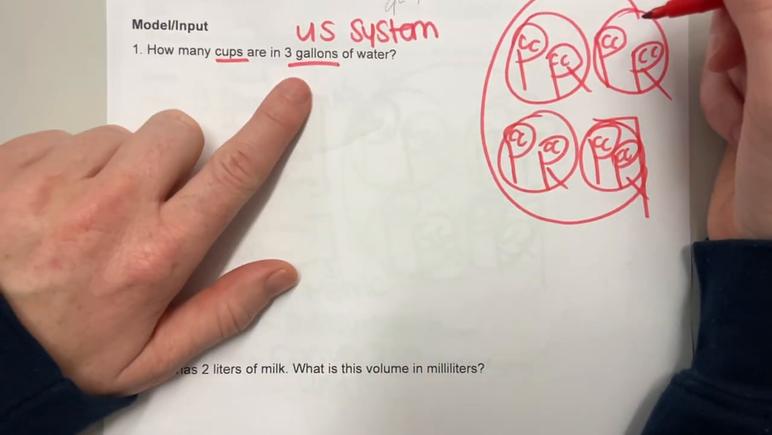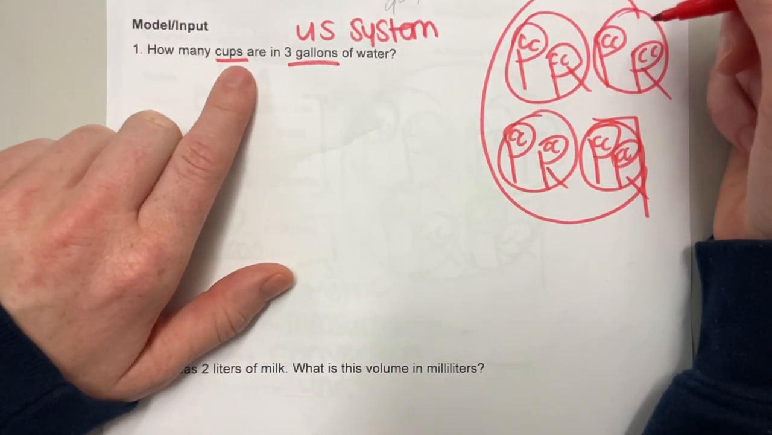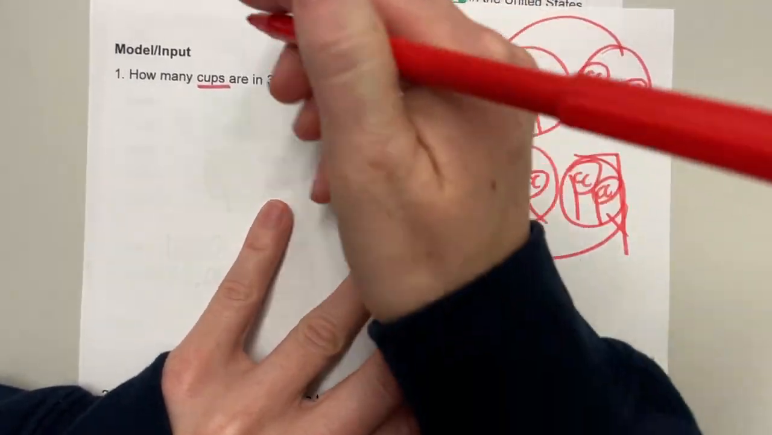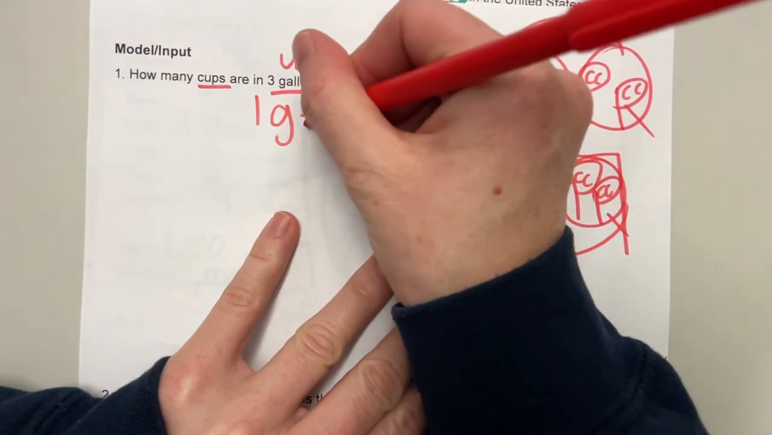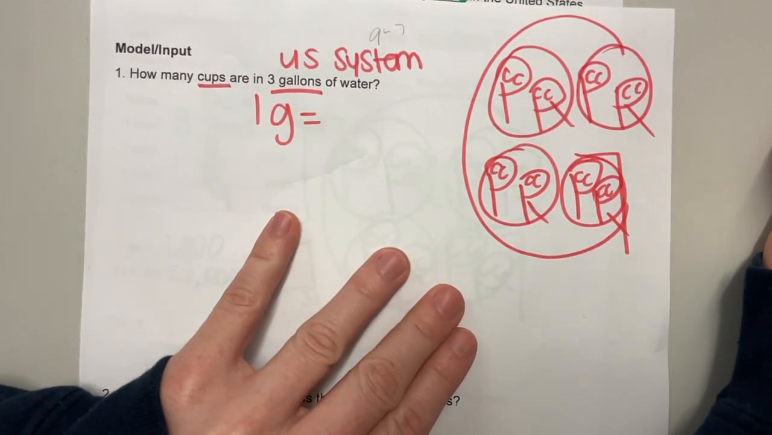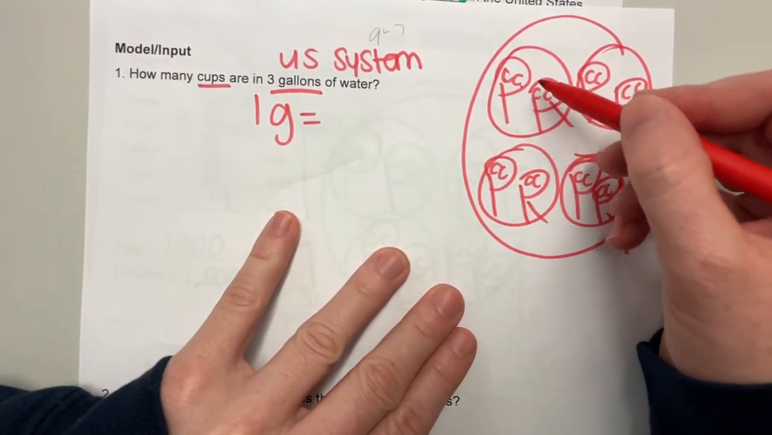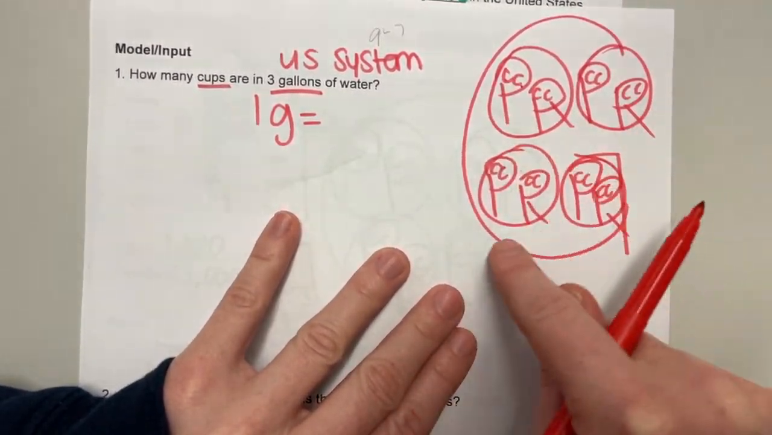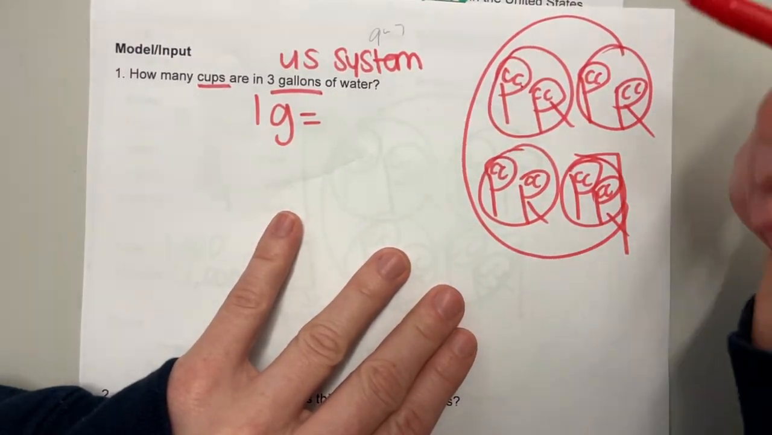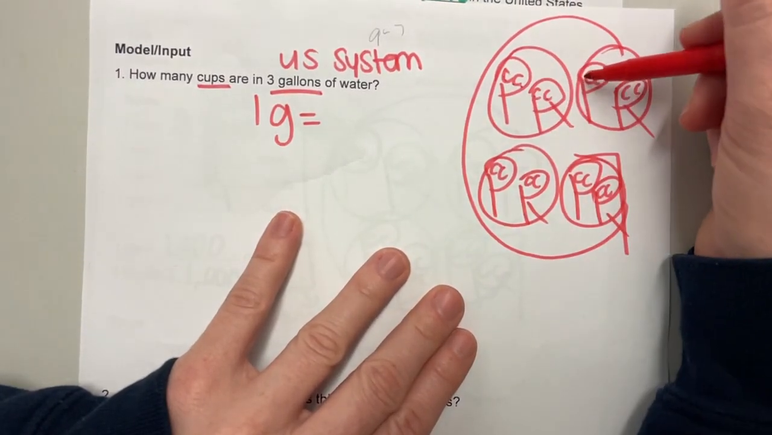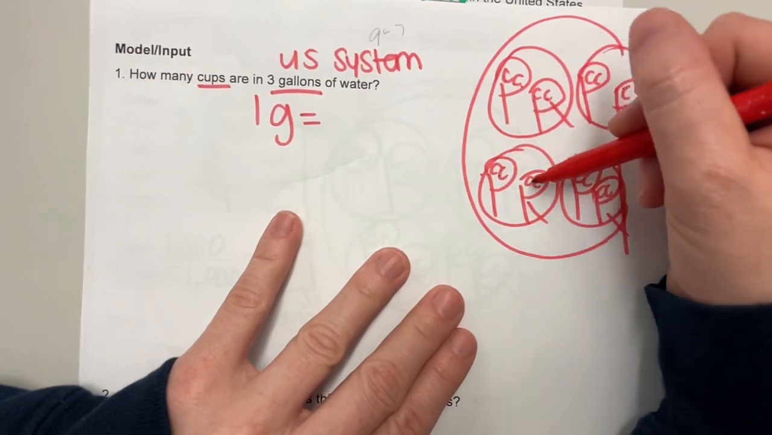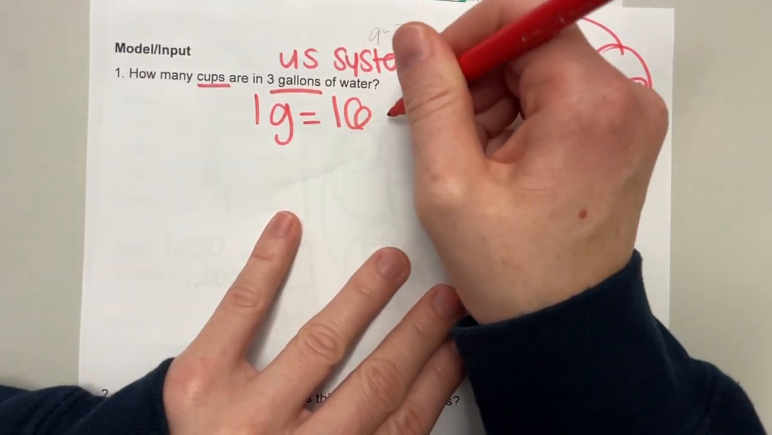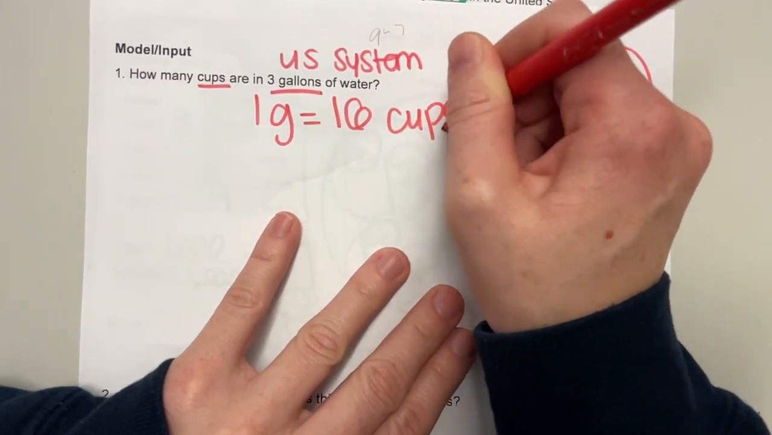Okay, we're going from gallons to cups. So I see 1 gallon equals how many cups? 1, 2, that's 2 for just the pint, but we have all of them, so I have to count all of the cups for that gallon. 1, 2, 3, 4, 5, 6, 7, 8, 9, 10, 11, 12, 13, 14, 15, 16. So 1 gallon equals 16 cups.